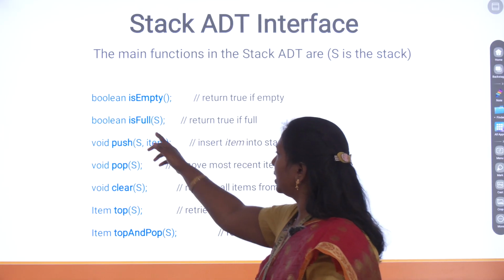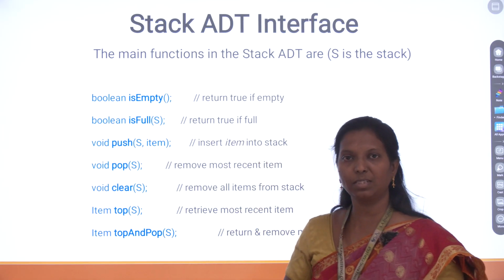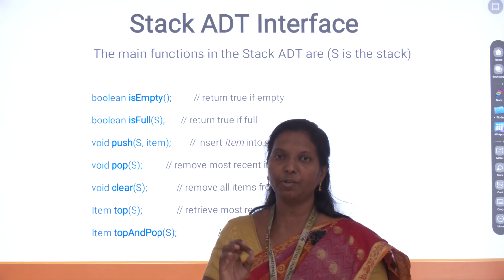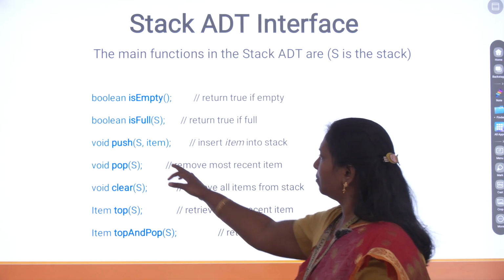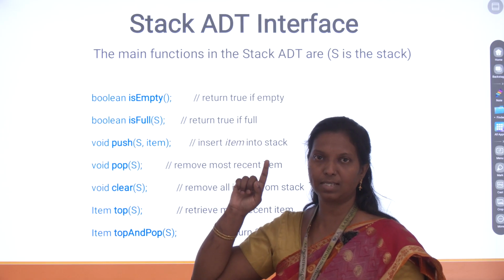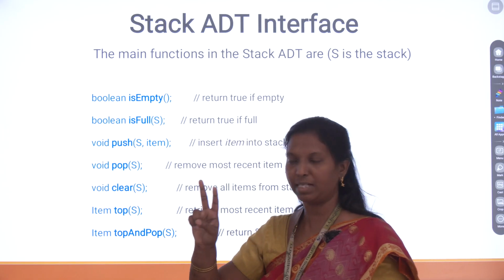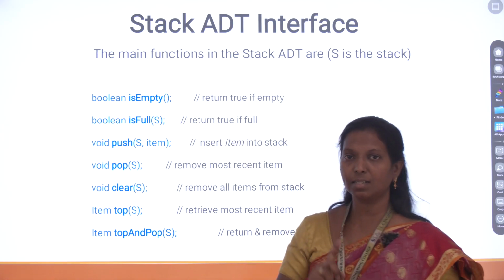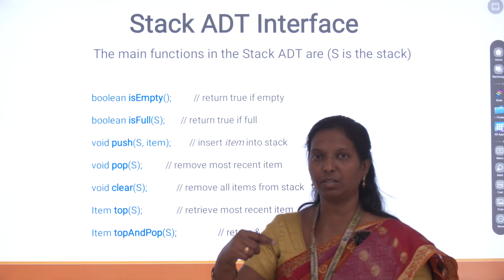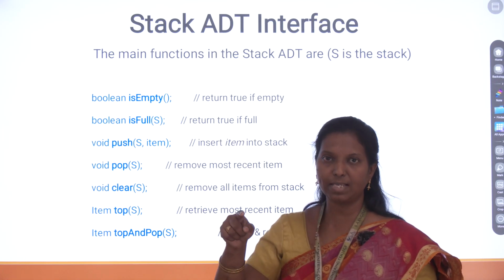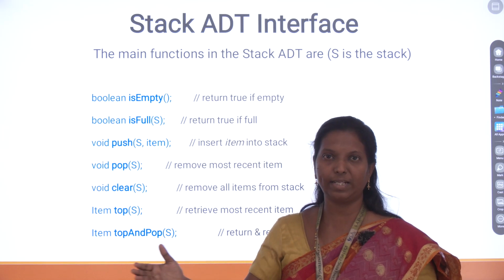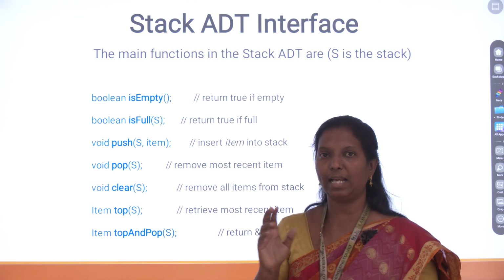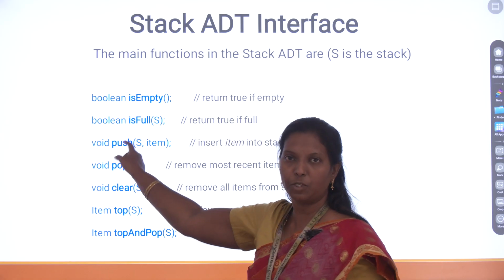Now the second is isFull. We have to check whether the given stack is full or not. This is processed if you check with this method. Then push, our major operation in the stack. Here there are two parameters: one is S and another is item. S means the stack and item is what we are going to push. In the previous example we gave 40, 30, 20. Likewise, the element that needs to be inserted is given here in the push method.